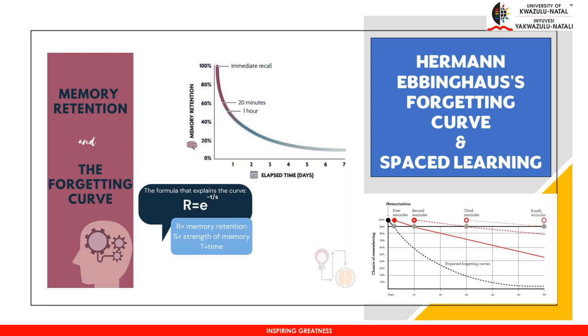Ebbinghaus's research noted that memory is inconsistent. It can increase, decrease, and replenish. This research led to the development of the concept of spaced learning, which implies that learning is more effective when it is spaced over time. Information is reviewed at regular intervals over time and is deemed effective because it helps to reduce the forgetting curve.